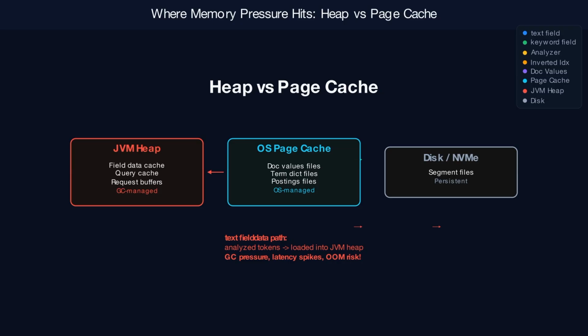When you aggregate on a keyword field, the data path goes through doc values files on disk, served through the OS page cache via system calls like mmap or read. This stays entirely outside JVM Heap.